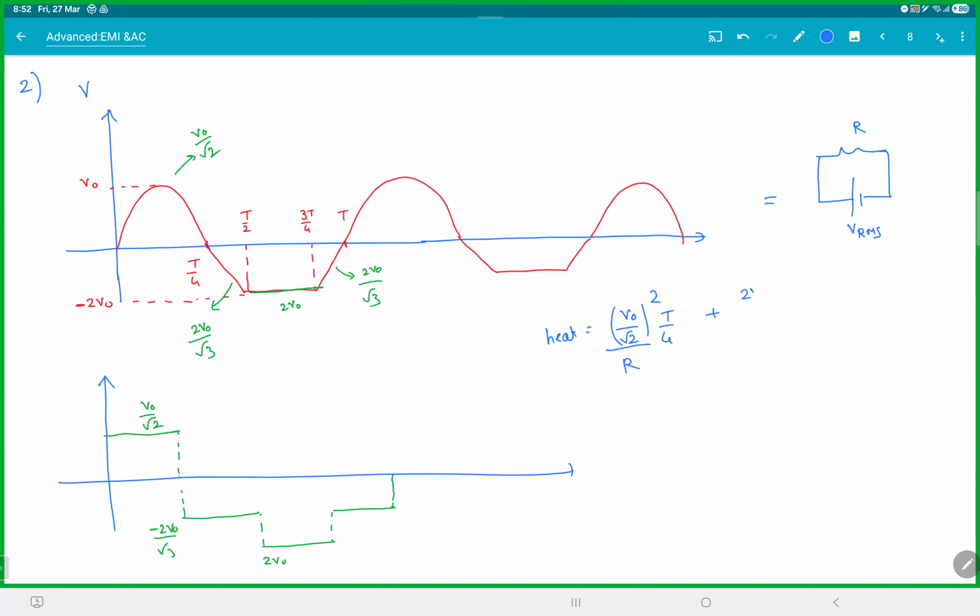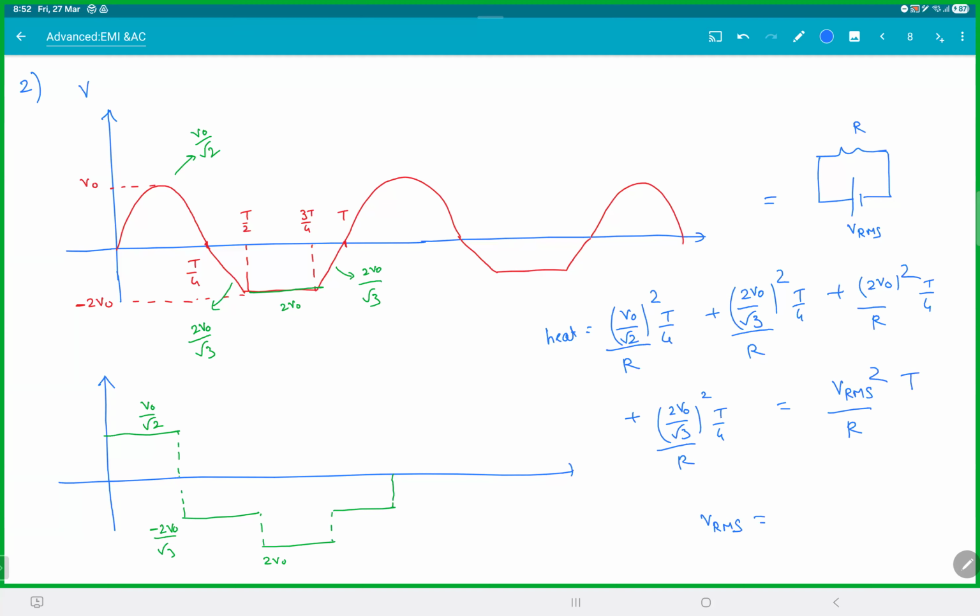And (2V naught by root 3) whole square, V square by R is the power, T by 4, plus (2V naught) whole square by R, T by 4, plus (2V naught by root 3) whole square by R, T by 4. And now you're telling all this is equal to VRMS square by R T. Clear with this? T will cancel, R will cancel, VRMS will come. I will leave it to you. Solve and see what you're getting. Got the idea?